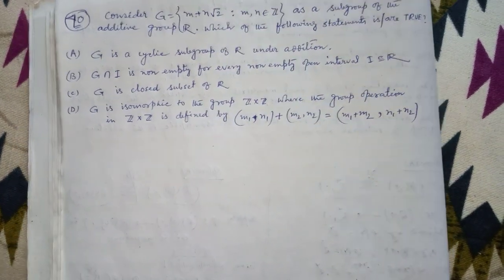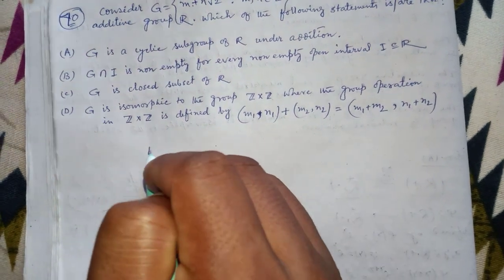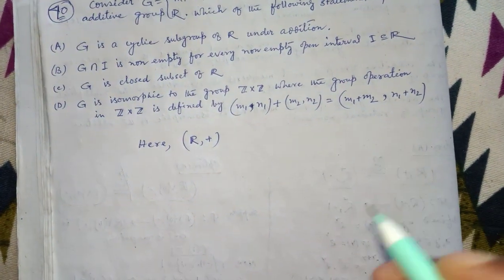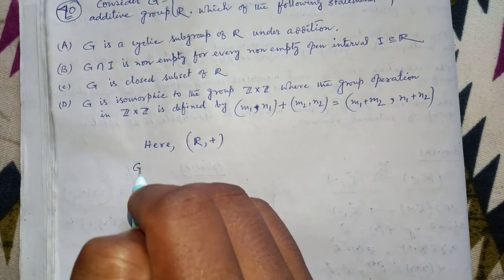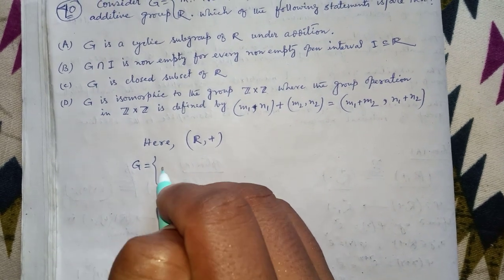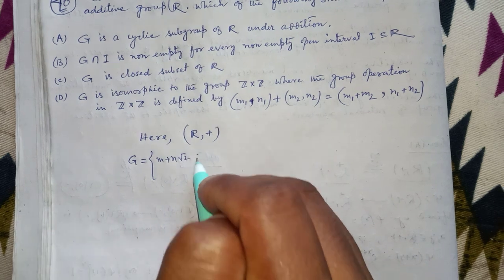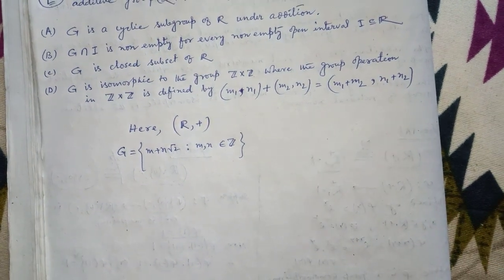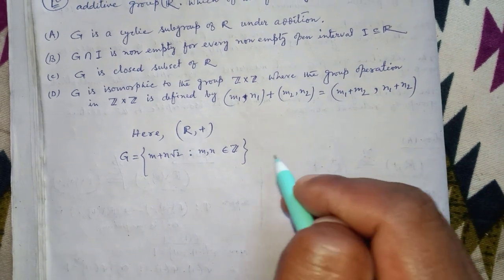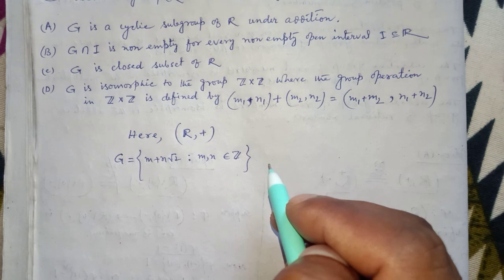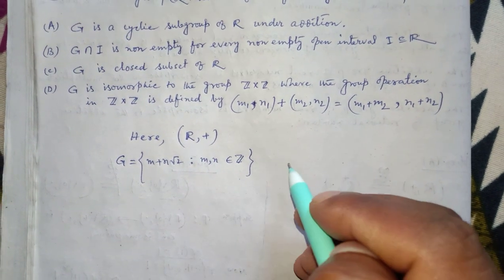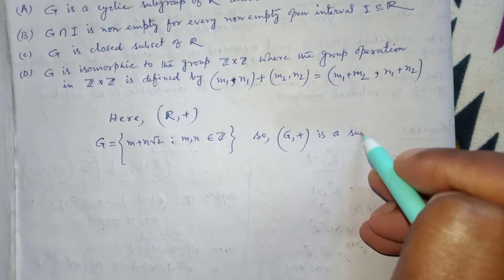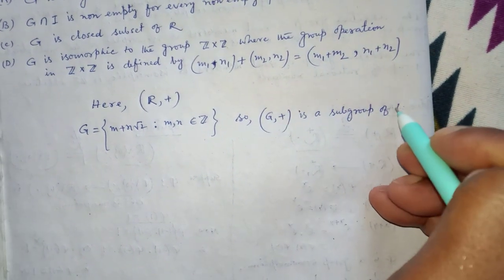So let us try to solve this question. Here the given group is the set of real numbers under addition, and the given set G is equal to {m plus n root 2 such that m, n belong to Z, the set of integers}, and the set G is a subgroup of R under addition. So G plus is a subgroup of R plus.